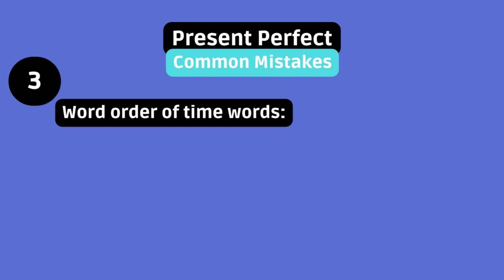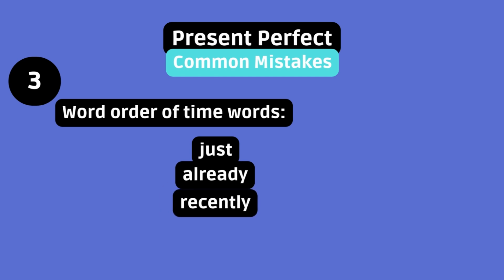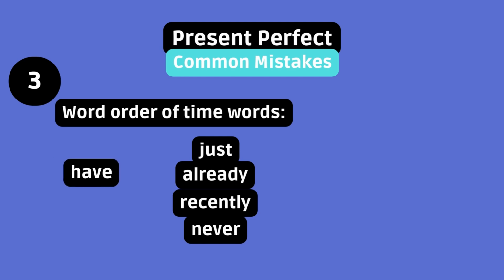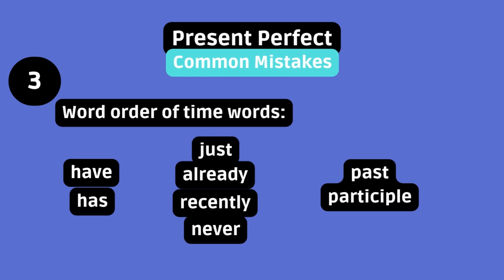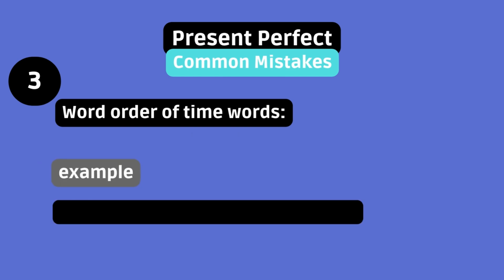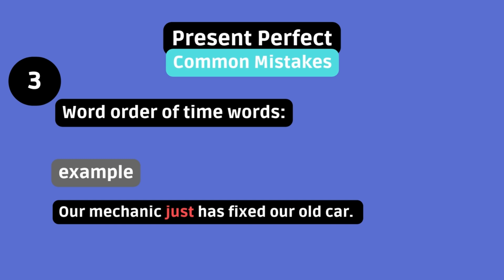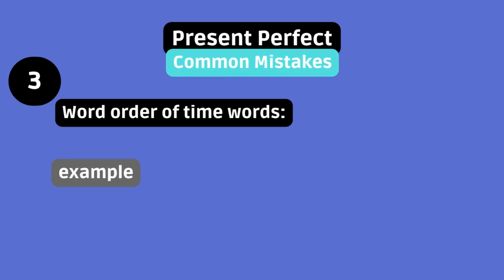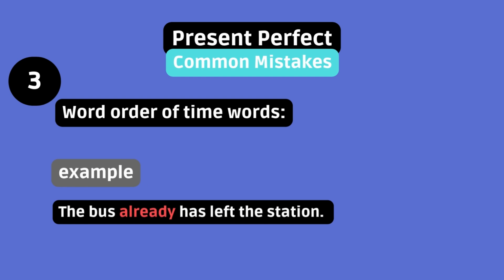The word order of time expressions in the present perfect can sometimes be difficult for learners. Words like just, already, recently, and never are usually placed between the auxiliary verb, have or has, and the past participle. Example, our mechanic just has fixed our old car. Should be, our mechanic has just fixed our old car. Example, the bus already has left the station. Should be, the bus has already left the station.